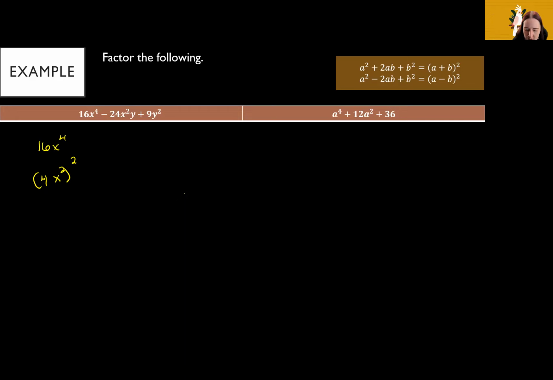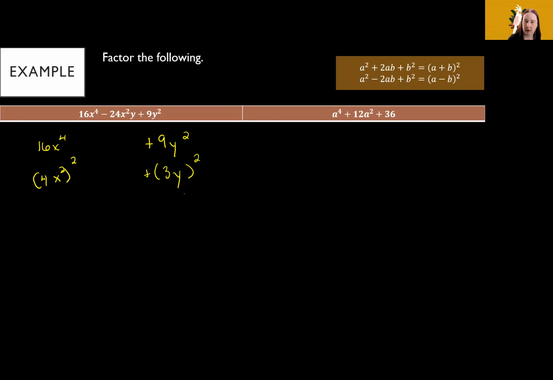Then my last term here, we've got plus 9y squared. So 9 is 3 squared, and the y squared is y squared. So that is 3y squared. So that's the first part of the perfect square trinomial, and that's the first thing you check, because if it doesn't fit that, then you don't even bother with the middle.